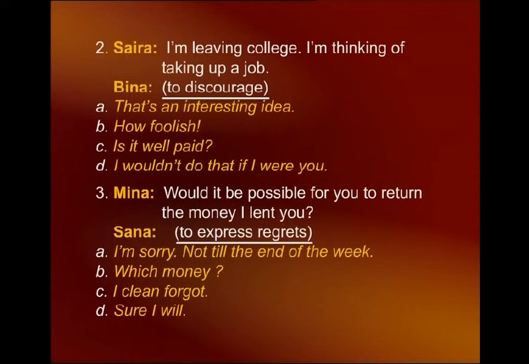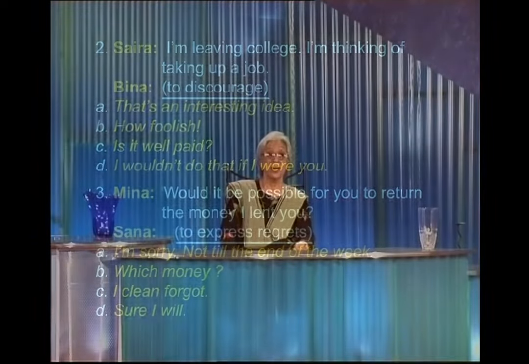Look at the next one. Saira says, "I'm leaving college. I'm thinking of taking up a job." And Bina tries to discourage her. The function is discouragement. Which response of the four shows discouragement? "That's an interesting idea." "How foolish." "Is it well paid?" "I wouldn't do that if I were you." And it is D, the last response, "I wouldn't do it if I were you," that shows discouragement. These are the words that would be appropriate to show discouragement.